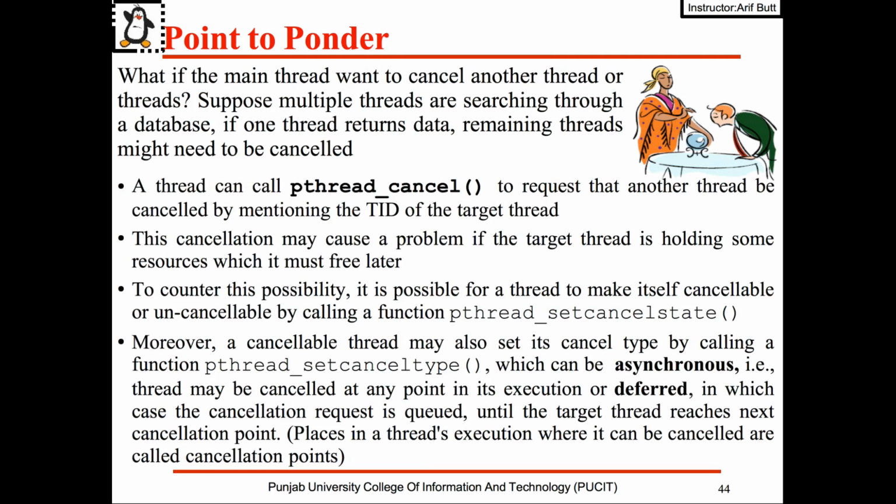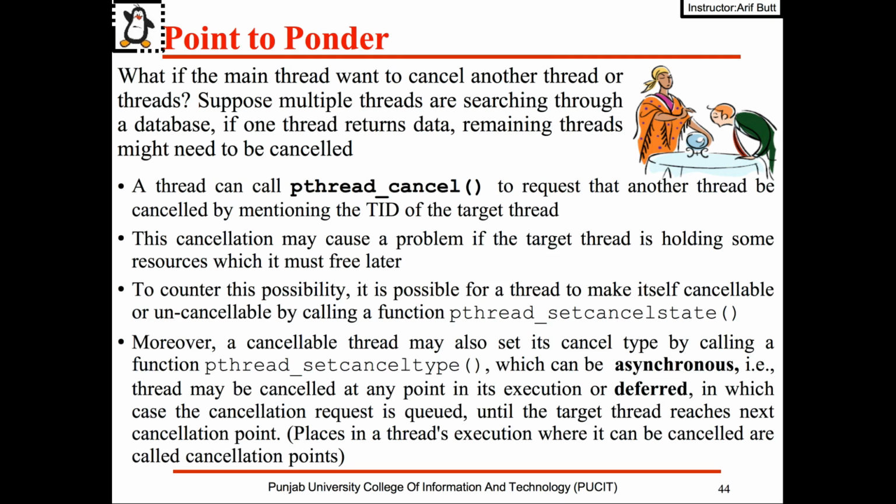And finally, there is another call that I want you to explore on your own, and that is pthread_cancel. And this call is used by a thread to request that another thread should be cancelled. Well, this cancellation may cause a problem if the target thread is holding some resources which it must free later. And to counter this possibility, it is possible for a thread to make itself cancelable or uncancelable by calling the function pthread_setcancelstate.